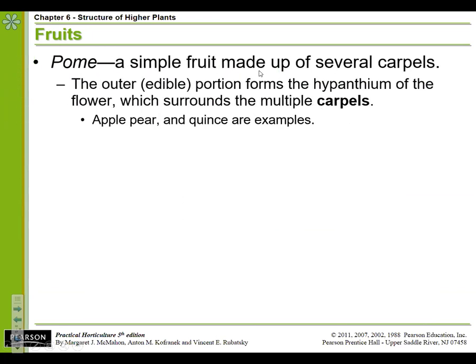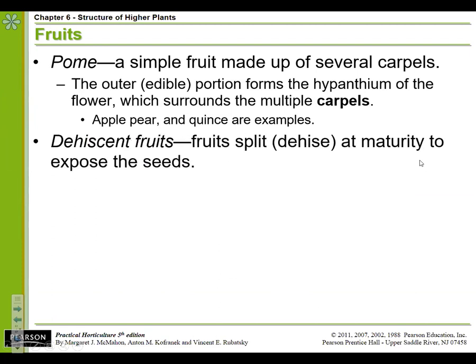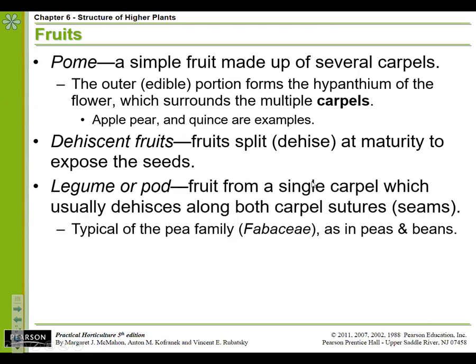A pome is a simple fruit made up of several carpels. So apple, pear, and quince. Dehiscent fruits are fruits that dehisce or split open at maturity to expose the seeds. Legumes, of course, are these pods that form from a single carpel, which then dehisces along both seams to open up and expose the seeds, such as peas and beans in the legume family.